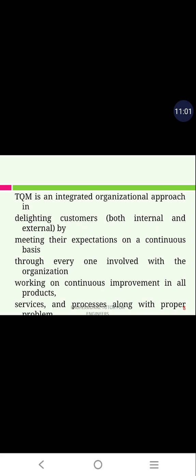Working on continuous improvement in all products, services and processes along with proper problem solving. So they need to identify the problem and work on continuous improvements, on how the product can be improved step by step, or stage by stage. So this is one more definition of TQM.